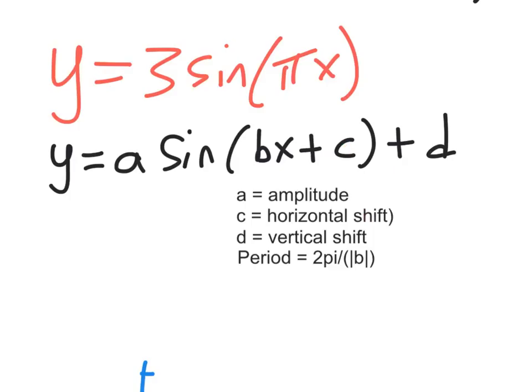it's not going to be shifted from the origin. Sine always starts from the origin unless it's shifted, because it also doesn't have a d. It's not plus or minus anything, so it has no vertical shift.